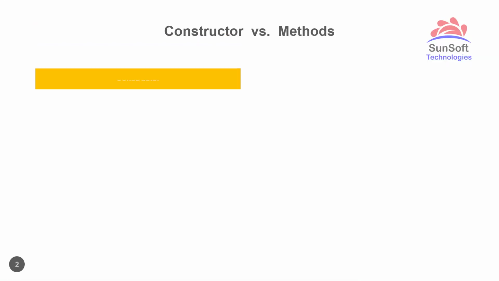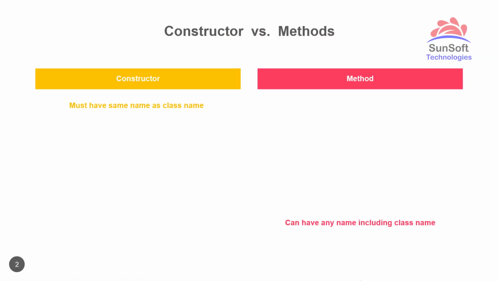The first difference between constructor and method is that a constructor must have the same name as the class name, including the case. So if the class name starts with a capital letter, the constructor name also should start with a capital letter. Whereas methods can have any name. Here, any name means including the class name. So methods can have the class name as well as any other name.